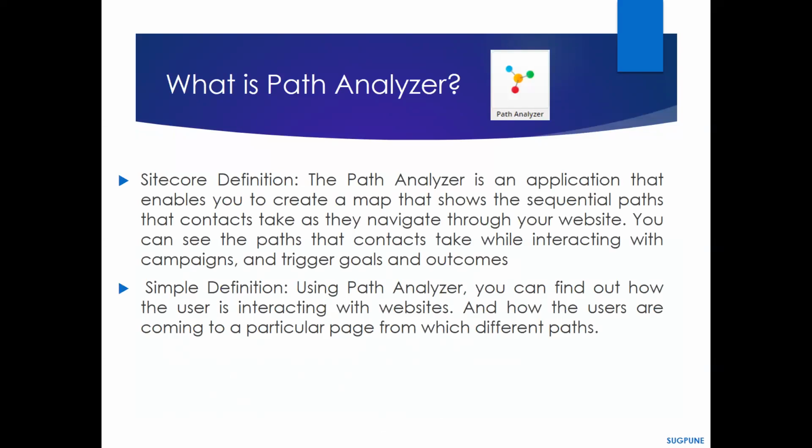So a simple definition, if I say it in Sitecore definition, I would say the Path Analyzer is an application that enables you to create a map that shows the sequential paths that contacts take as they navigate through your website. You can see the paths that contacts take while interacting with campaigns and trigger goals and outcomes. So basically, in simple terms, using Path Analyzer, you can find out what user is doing with your website, how they are going from one page to another page, what kind of paths they are taking.